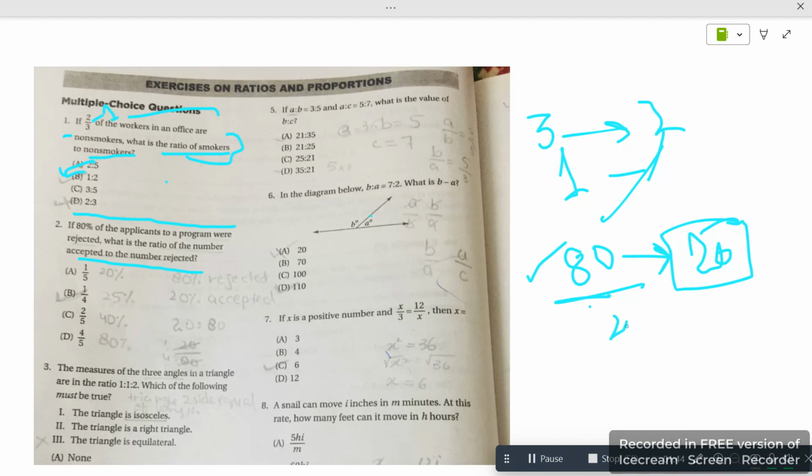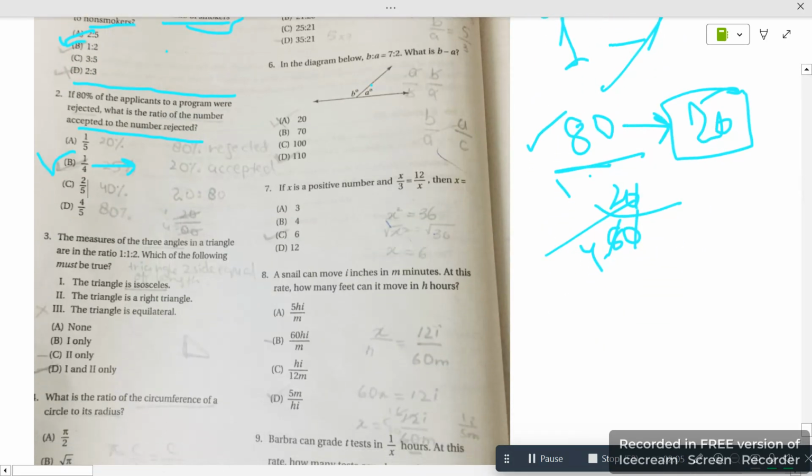So 20, when you divide by 80, 0 cancels with 0, 2 ones are 2, 2 fours are 8. So in the options you find 1:4 or 1/4. So B is the right answer here, because you find the proper answer 1/4. This means 20% were accepted.